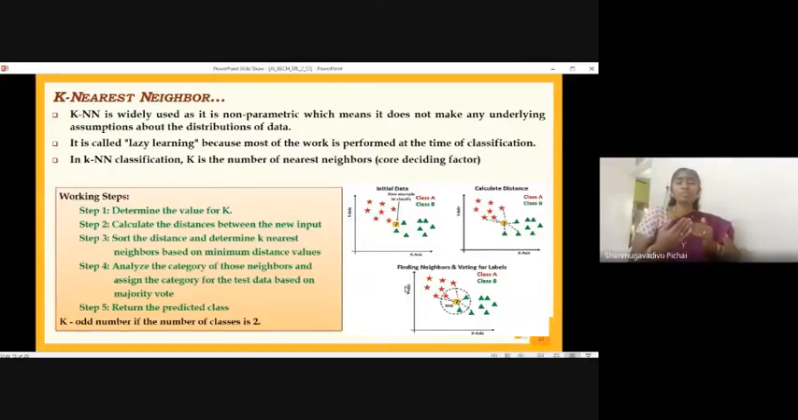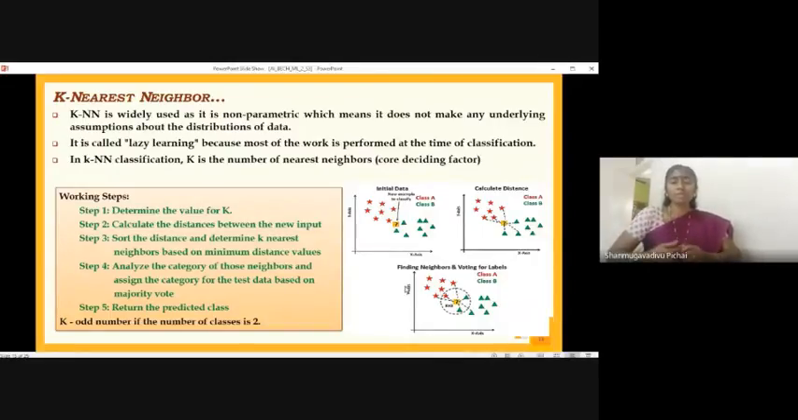So calculate the distances between the point that has been chosen and the new point, sort the distances and determine the k nearest neighbors based upon the minimum distance value. So with respect to one point, you try to find the distance of other surrounding points. After calculating the distance, we try to sort the distances. Now we will be able to find the data points which have the minimum distance and which have the maximum distance. Then we aggregate all the points which have the minimum distance with respect to the point with which we started the process of calculating the k nearest neighbors.